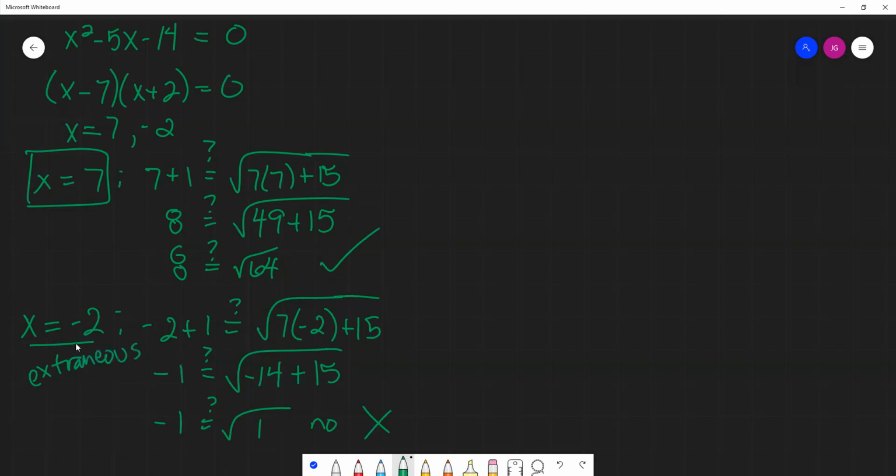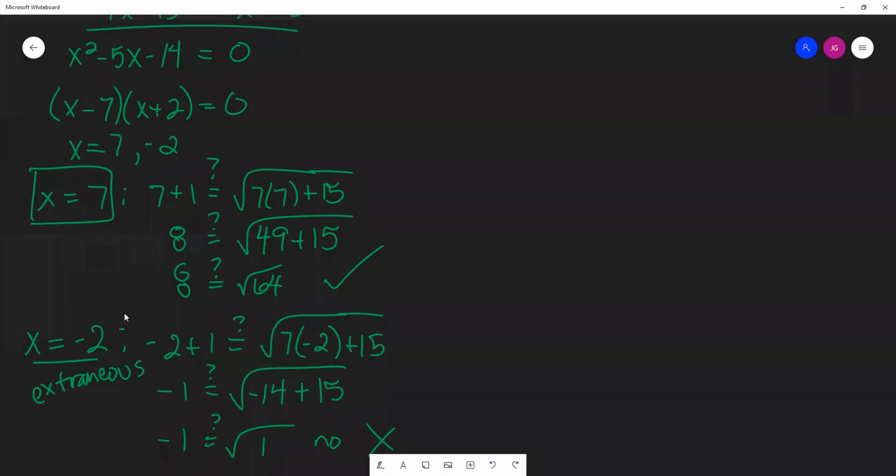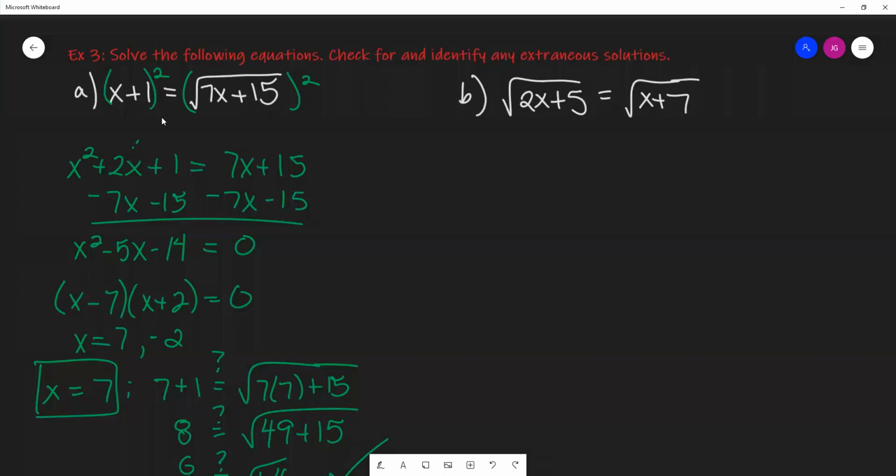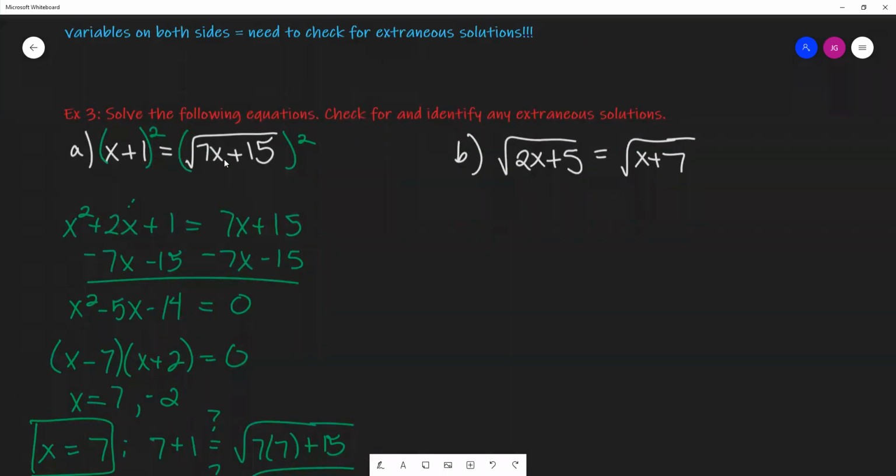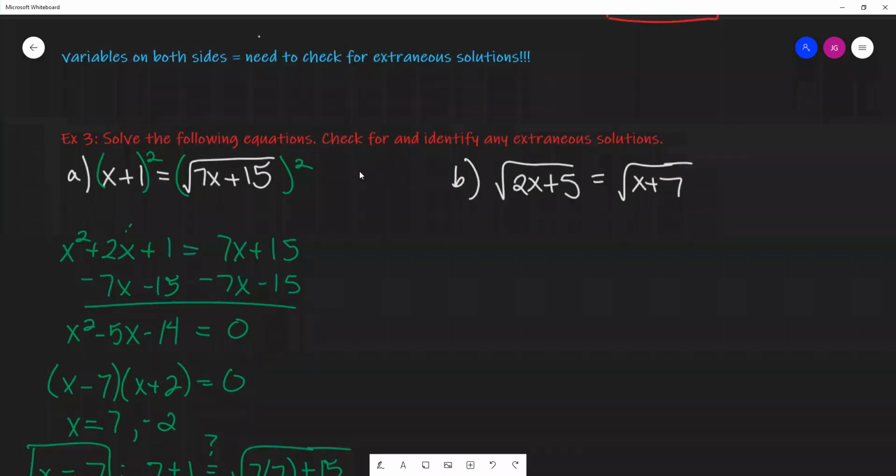Okay, and I want you to do it just like that. I want you to show this work. I want you to tell me which one of these is the answer and then write extraneous next to the one that is extraneous, right? So whenever you have variables on both sides like this, some outside of the square root, some inside, we'll need to check for the extraneous. Now, if it's a cube root, remember, there's no issues with cube root. My domain is all real numbers, my range is all real numbers. So there's never going to be an issue with a cube root.